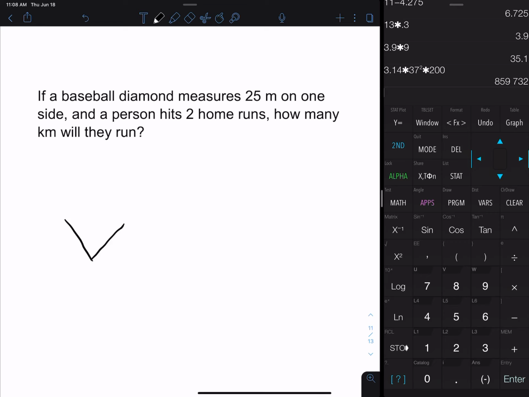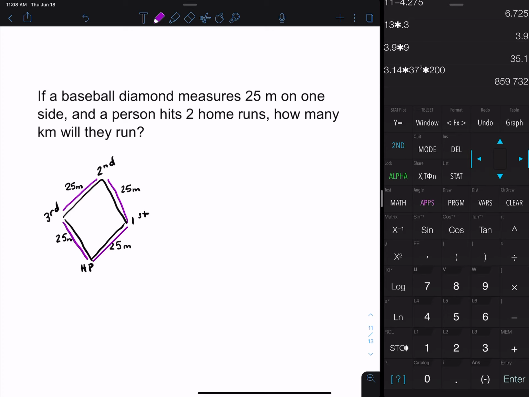So in baseball, we have a diamond where this is home plate, this is first base, this is second base, this is third base. So in this case, they're telling us that it measures 25 meters on one side. Because it's a diamond, it measures 25 meters on every side then. And they're telling us that the person hits 2 home runs. So if they just went from home plate to first base, that would be a single. They went from all the way to second base, that would be a double. To third base is a triple. And then back to home plate is the home run.